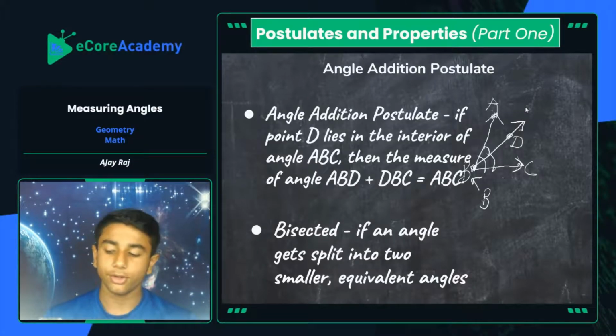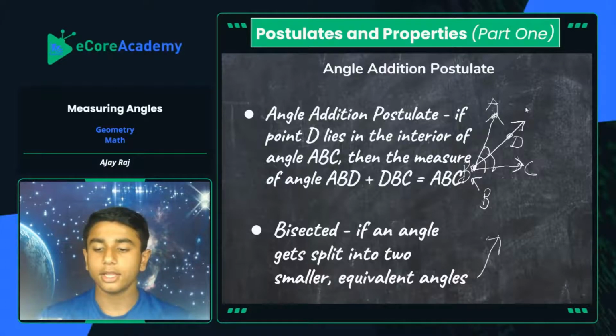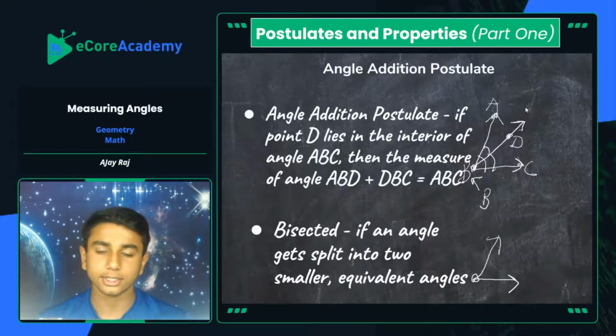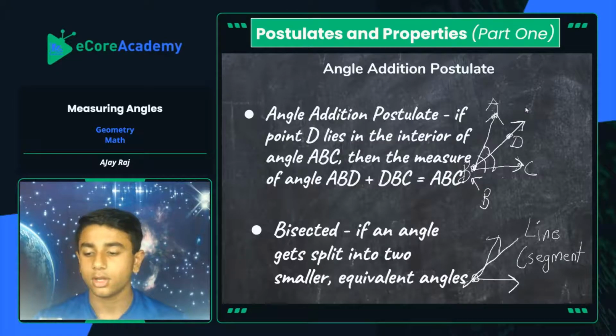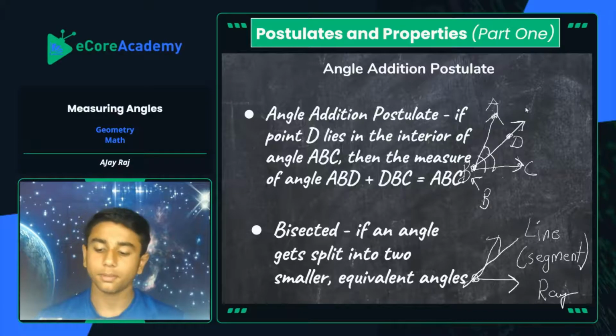Oh yes, and also if you're given an angle here, it can be split by not just a line, because remember, when you're bisecting something, it has to be a line. So it can be split by a line segment. It can be split by a line segment, this angle here, a line, a segment, and even a ray. So I'm just going to put that here. A line, a segment, and a ray. Okay.